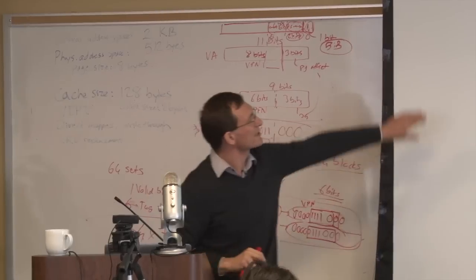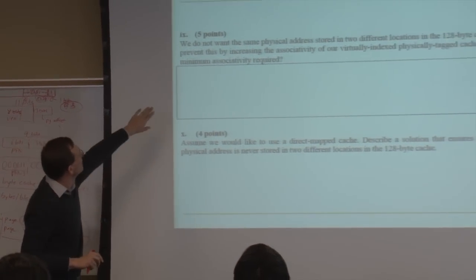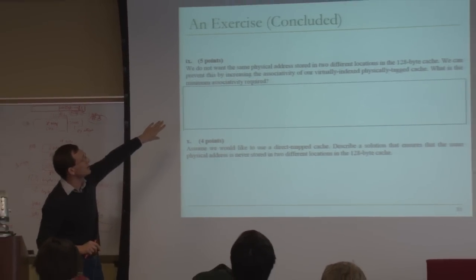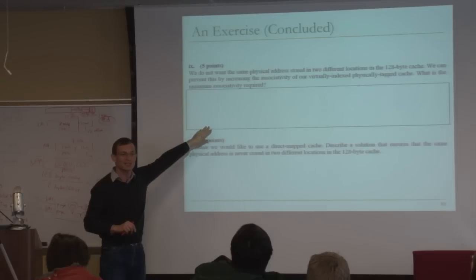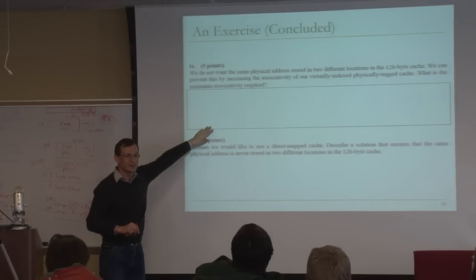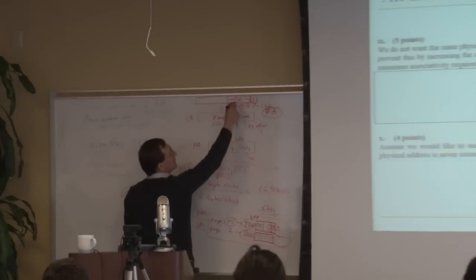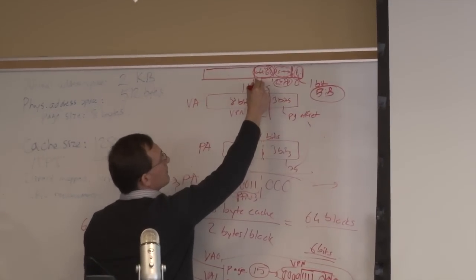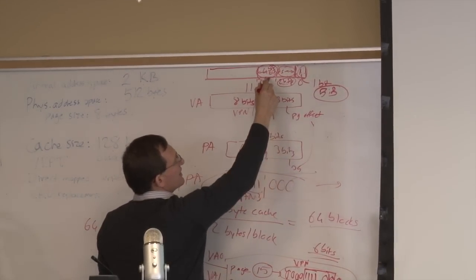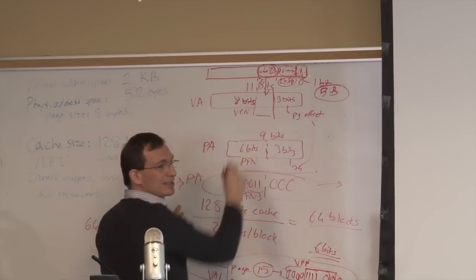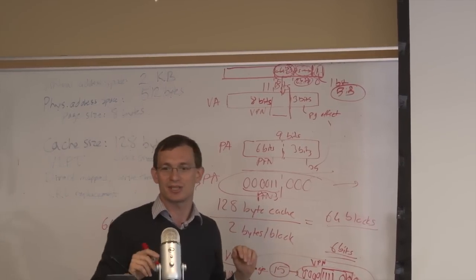We do not want the same physical address stored in two different locations in the 128-byte cache. We can prevent this by increasing the associativity of our virtually indexed physically tagged cache. What is the minimum associativity required? This is the first solution, remember? Right now, we have 4 bits coming from this virtual page number. We want to get rid of all of the bits coming from the virtual page number. How do you do that? Well, make your cache 16-way associative, right?